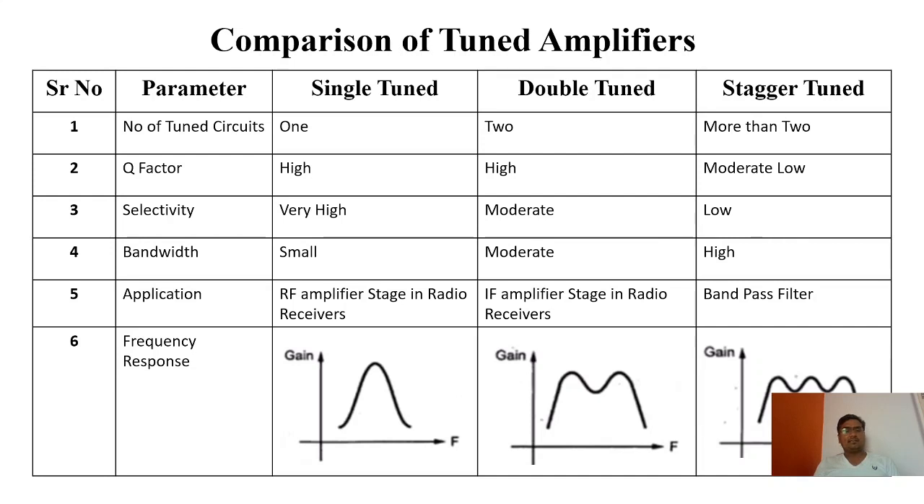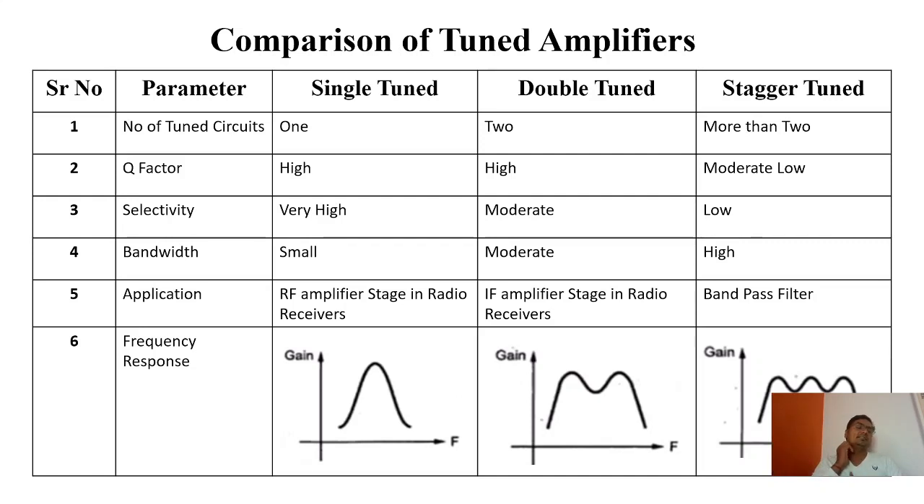The first parameter that I have considered is the number of tuned circuits. Obviously, in a single tuned amplifier there is one tuned circuit. In a double tuned amplifier I have two tuned circuits, and in stagger tuned amplifiers I have the option to have more than two. Yes, I can connect more than two tank circuits, or tuned circuits. It's up to us. I have connected two stages, you can connect three stages, four stages. There should not be an issue.